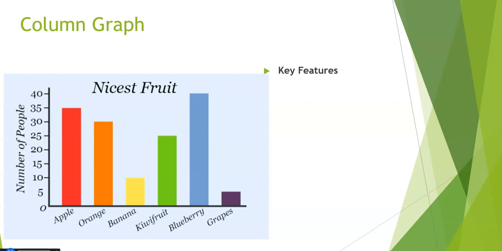There are some very important key features of a column graph that you need to be aware of so that when you're drawing your column graph, you are doing it correctly with all the correct features. First of all, the bars are vertical. A column graph always has vertical bars. Secondly, the bars have gaps between them. This is a common error I see with a lot of students. They put the bars touching each other, and that shouldn't happen. We should have gaps between each one, as we have here.